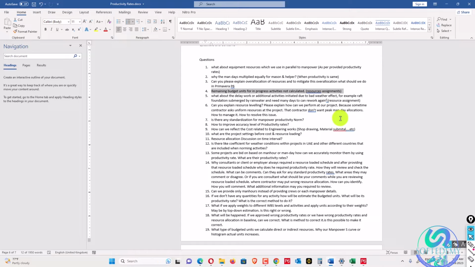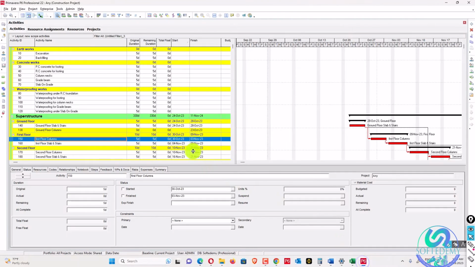I will also answer a similar question below. So I will show here in Primavera P6 how to do resource leveling. On non-critical activities, if the budgeted units have been assigned, I will explain it verbally because we don't have time to explain everything here. So resource leveling I will explain in another video.